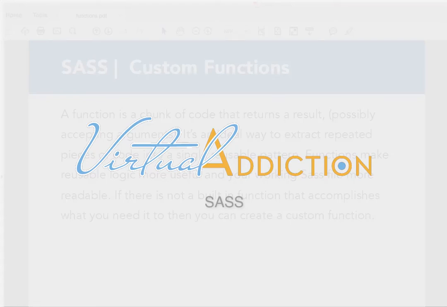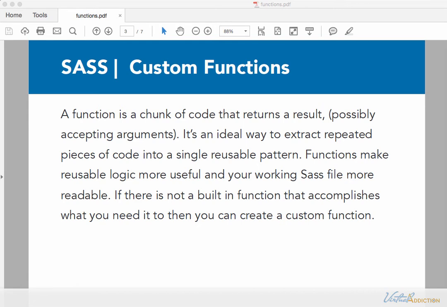So you already know that a function is a chunk of code that returns a result. It also has the possibility of accepting arguments. Functions are an ideal way to extract repeated pieces of code into a single reusable pattern. Functions make reusable logic more useful and your working SASS file more readable. If there isn't a built-in function that accomplishes what you need to do, then you can create a custom function.